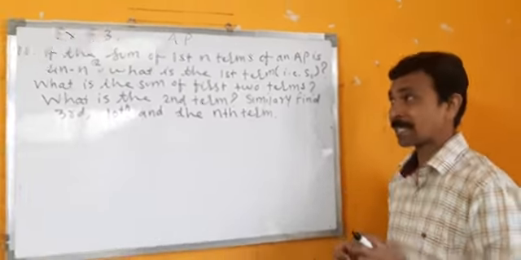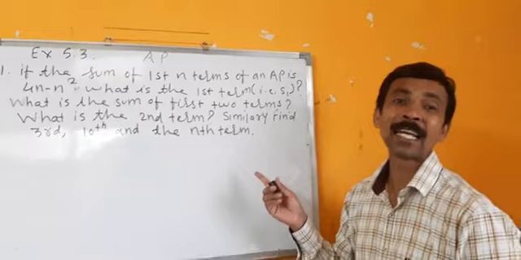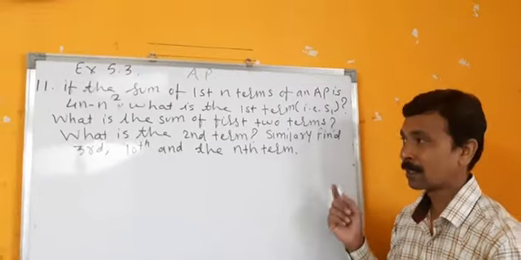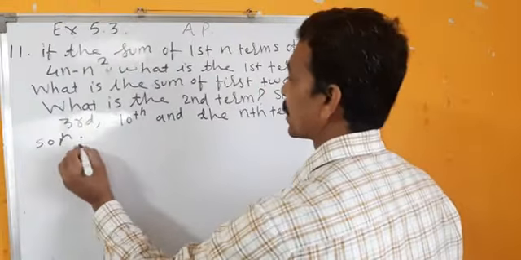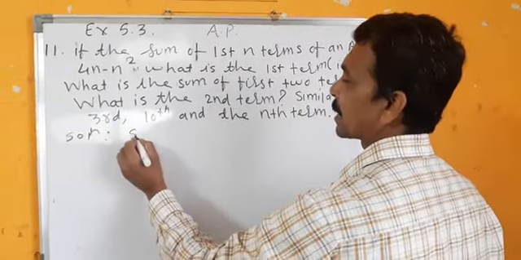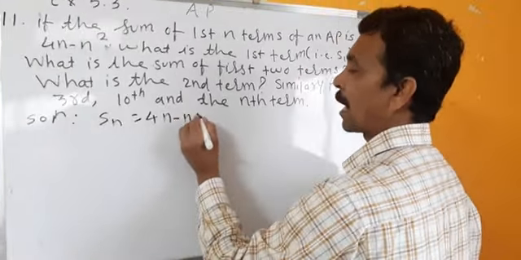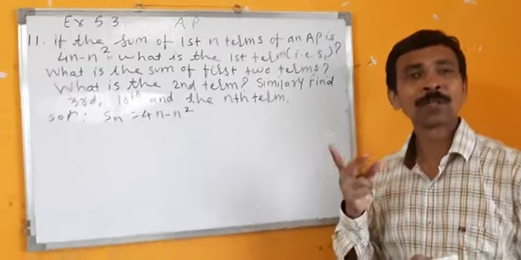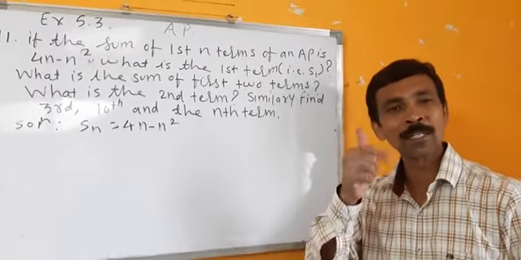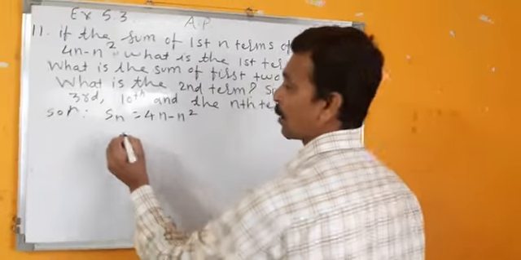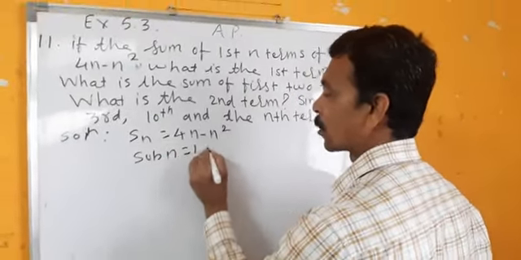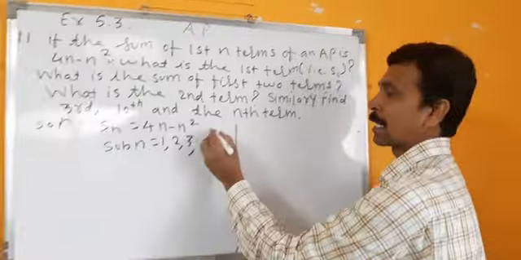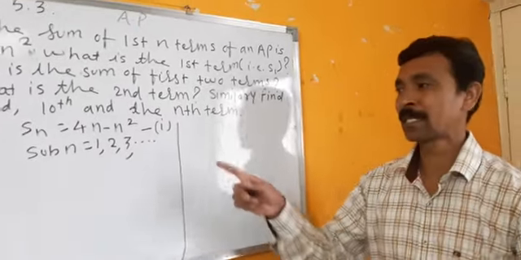If you look at the previous sum, it was an. Here it is Sn. There is a difference in finding the AP from an and Sn. I'll write here what is given. Sum means Sn. Sn is equal to 4n minus n square. Again, if you want to find A1, A2, A3, we have to place the values of n as 1, 2, 3, 4 and so on. So substitute n equals 1, 2, 3 and so on. I'll call this equation number 1: Sn is equal to 4n minus n square.